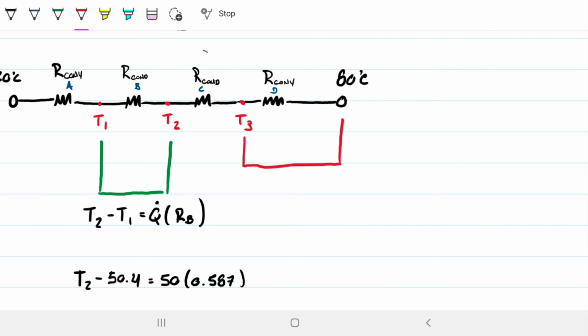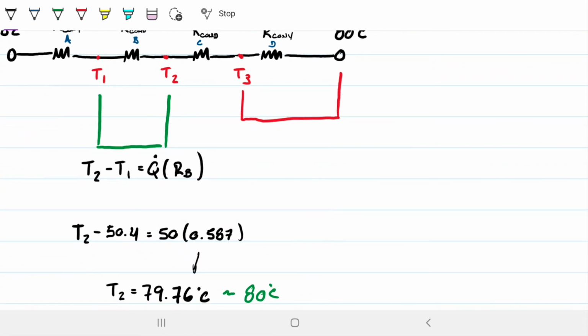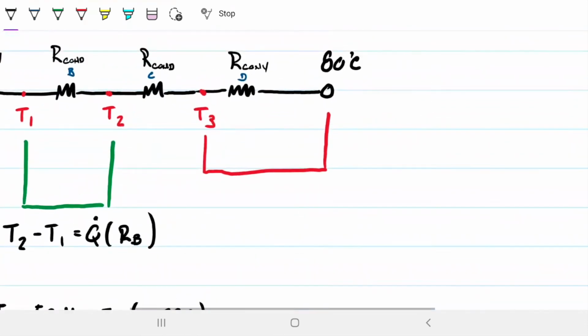The only thing is that this guy is so tiny that depending on how you round it up, you're going to get slightly different answers when you solve this. So they're all going to be consistent, but slightly different, maybe in the second digit here. Okay, so we'll do this one here.